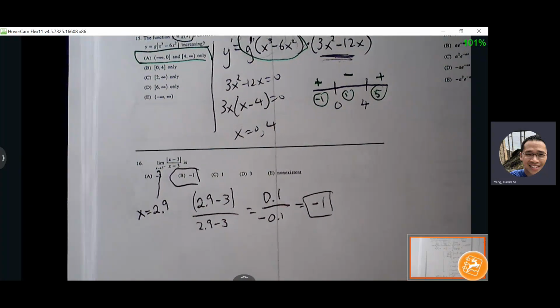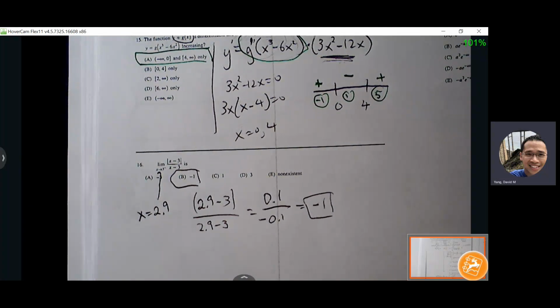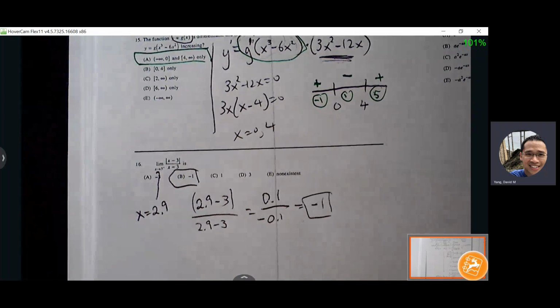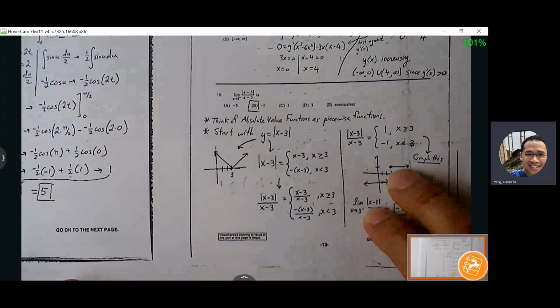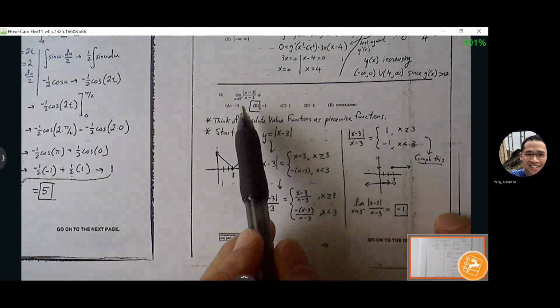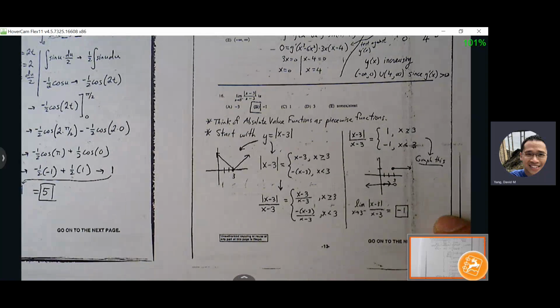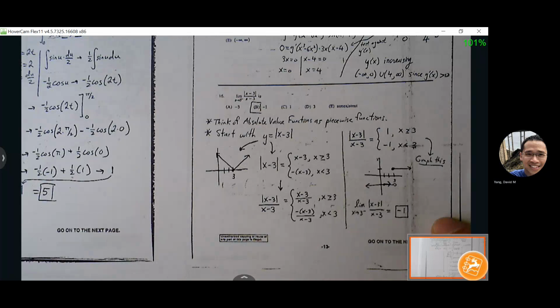Now, technically, the true limit doesn't exist because there's going to be a split on either side. If I test at 3.1, it's going to be positive 1. So the graph actually looks something like this. But we didn't have to go that far. We could just plug in 2.9 and see that, oh, my graph is headed towards getting closer to -1 from that side.